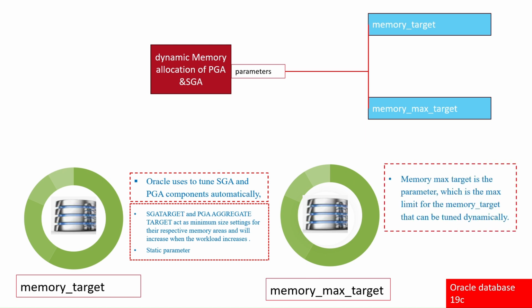Memory_max_target. Memory max target is the parameter which is the max limit for the memory_target that can be tuned dynamically. Let's check the current value of the parameters, reallocate, and then see the change after restarting the database.